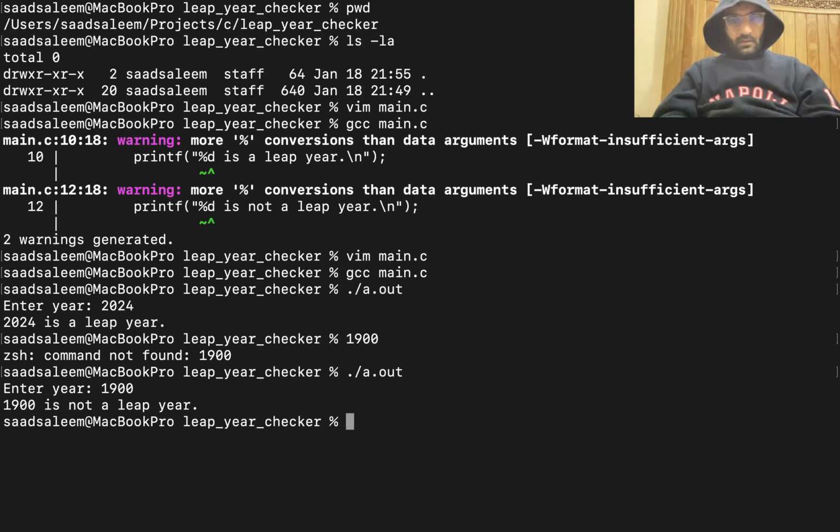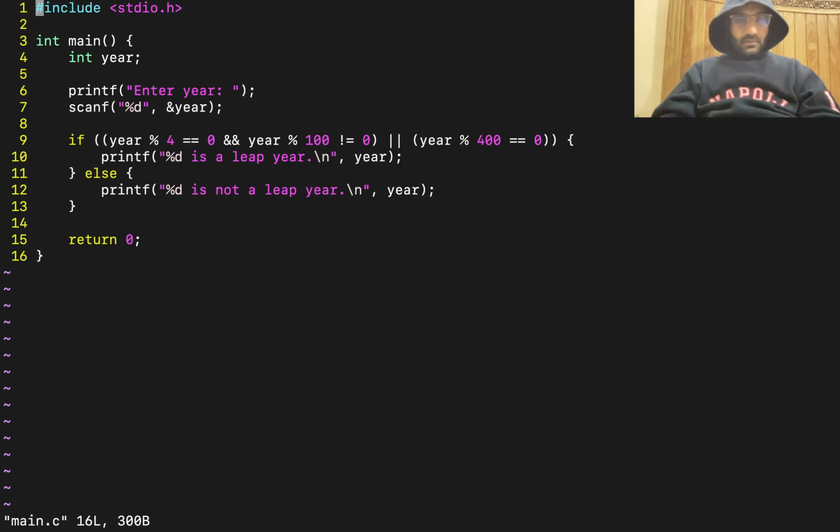Okay, so this is our simple code, and the only thing which was complicated was this rule for the leap year checker. So if these two get true, then it will be a leap year, and there is an or statement between these two main statements.